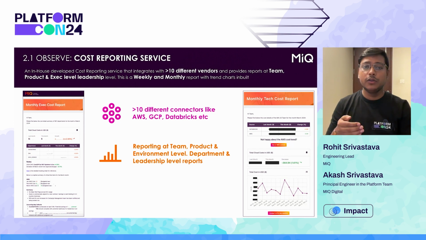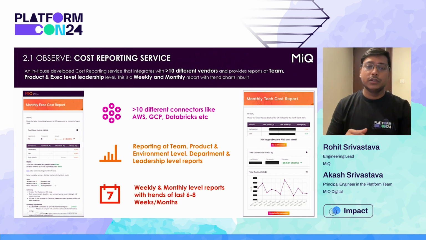With this, what we have been able to do is send teams their weekly cost, products their weekly cost, and a cost on a department level, as well as send cost to the leadership teams. These cost reports are scheduled and sent on a weekly and monthly level. One of the most important features of these cost reports is that they give a trend on the last 6 to 8 weeks or months of usage, based on what kind of report it is.